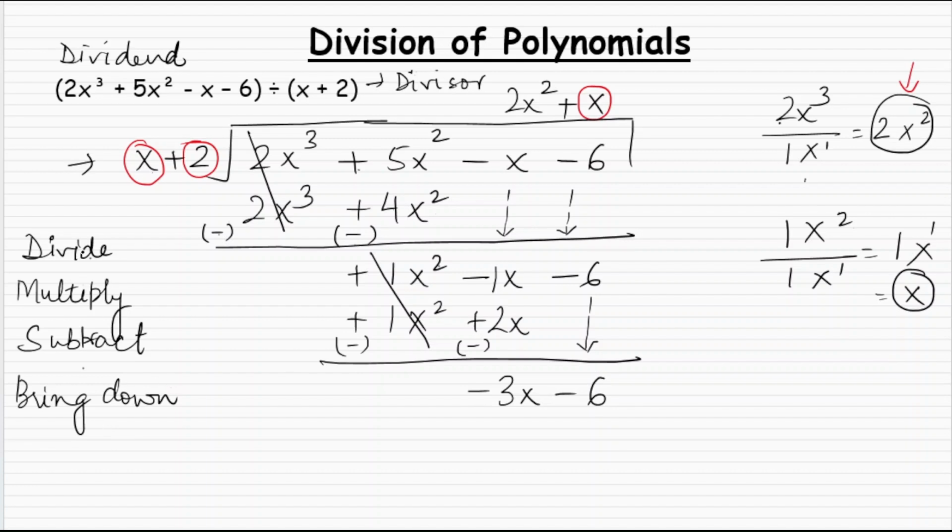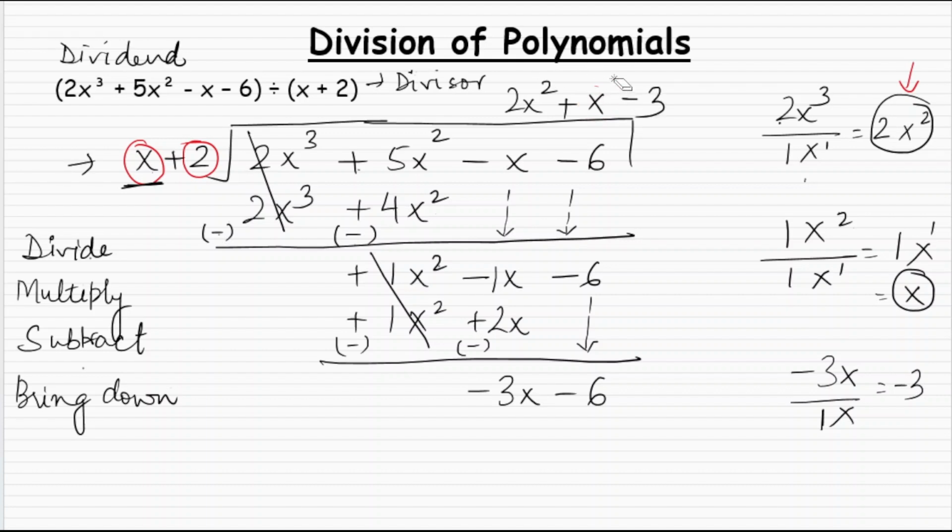We are done with bring down. Go back again to the first step, divide. What is to be divided? This first quantity, negative 3x, with the first term of the divisor. What is that? X. What is minus 3x divided by x? Minus 3 divided by 1 is minus 3. X divided by x is just 1. We do not write 1. It's negative 3. So put here negative 3.